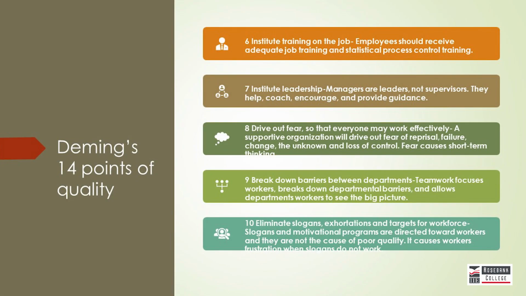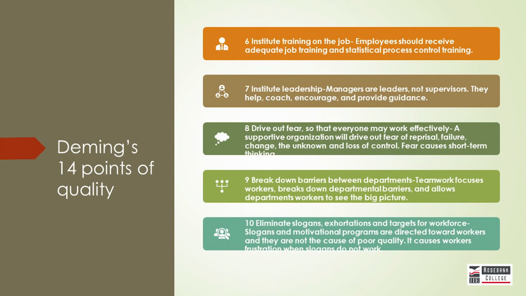The sixth point includes instituting training on the job for employees. Employees should receive adequate job training and statistical process control training. The next point is instituting leadership. In this case, we are saying managers are leaders, not supervisors. They help, coach, encourage, and provide guidance. The next point includes driving out fear. You drive out fear so that everyone may work effectively. A supportive organization will drive out fear of reprisal, failure, change, unknown things, and loss of control. Fear causes short-term thinking, and that might not be good for the business.